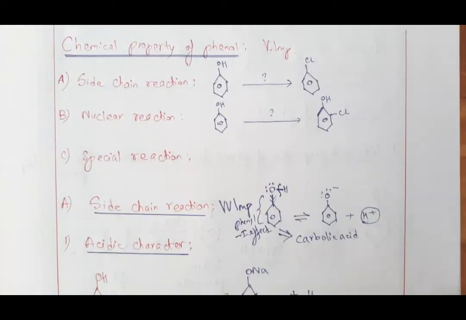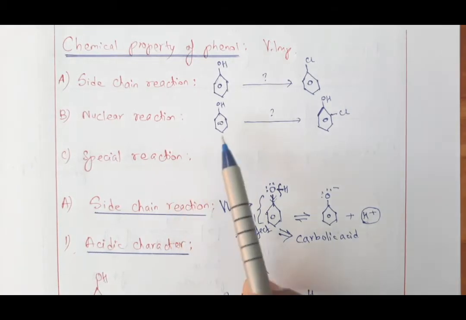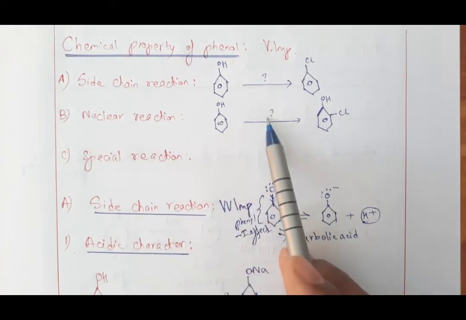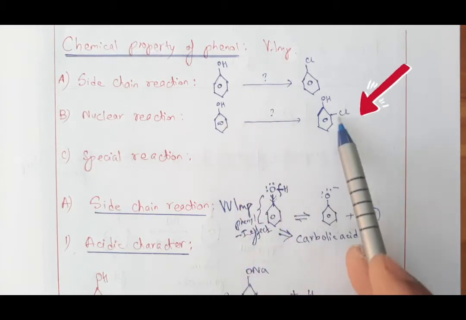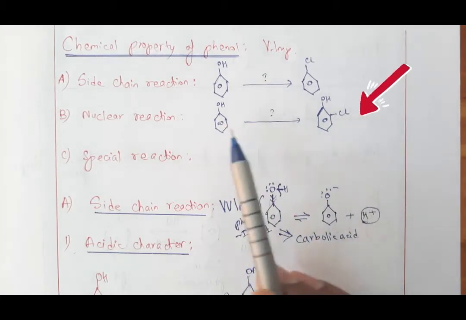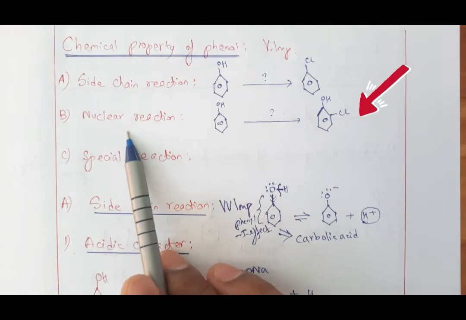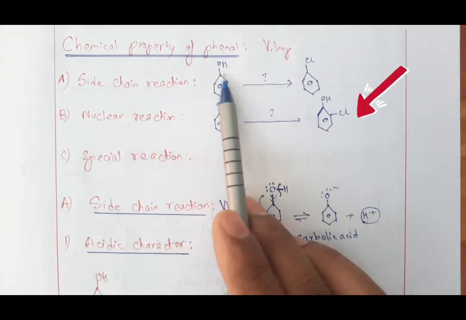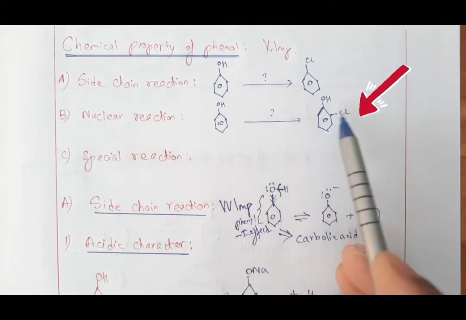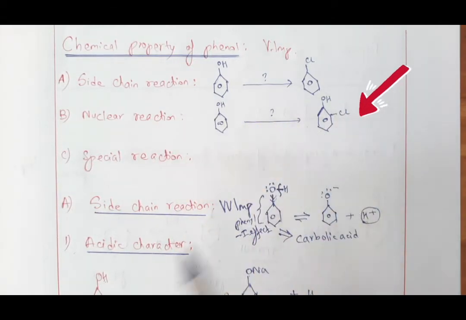In nuclear reaction of phenol, students, you have to remember that this is your phenol. If some reaction is done to it and something enters inside the benzene ring, like here, chlorine has entered, then such a reaction is referred to as nuclear reaction. In side chain reaction, which we learned in the previous video, the top portion took part in the reaction. Now in nuclear, something will enter inside the benzene ring, and that is all about nuclear reaction.